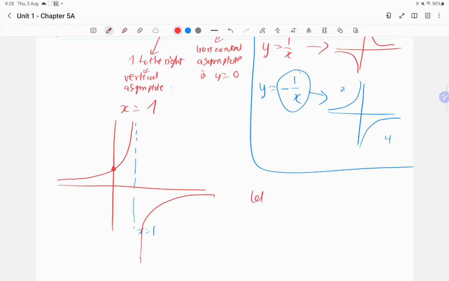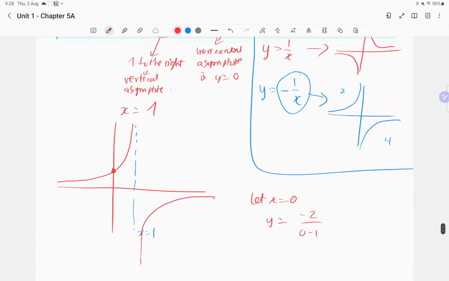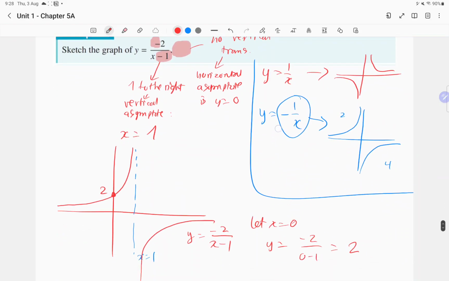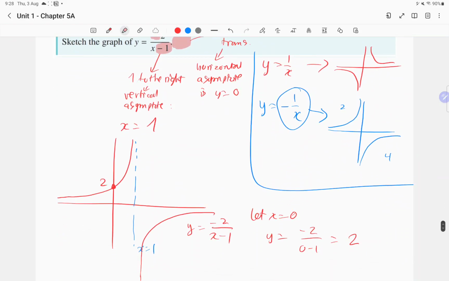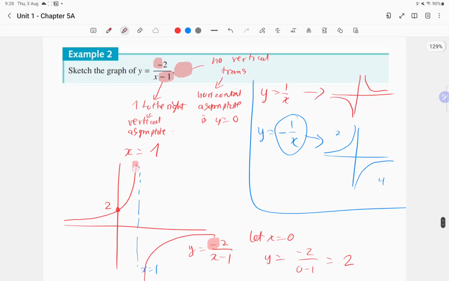So let x equal 0, then y would be negative 2 over 0 minus 1, which is negative 2 over negative 1, which is positive 2. So that's the y-intercept. And this is the equation, y equals minus 2 over x minus 1. Okay, so quick recap. The negative symbol means that it will be reflected.